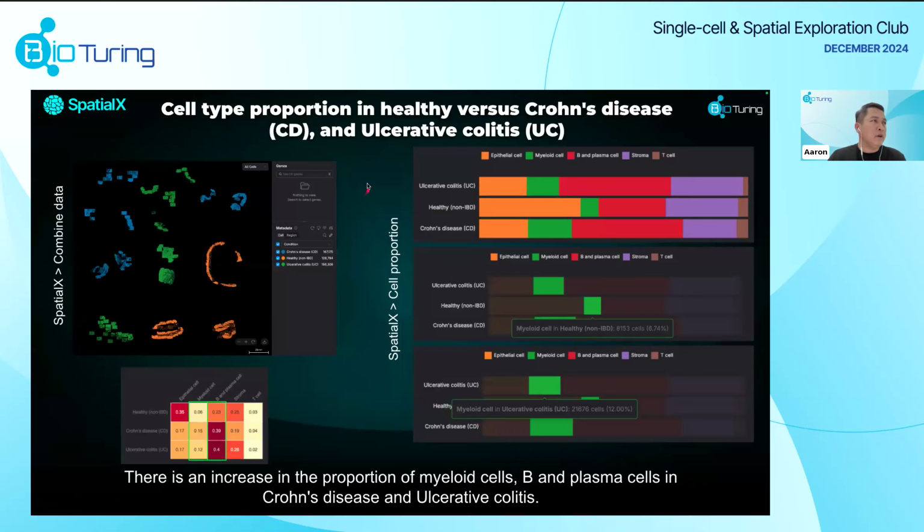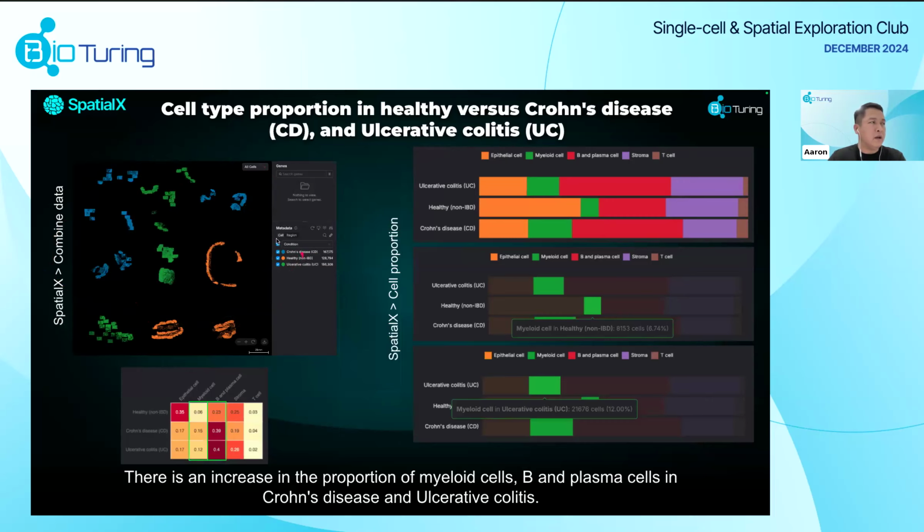First, I would like to show how we can get information about cell types, including cell type proportion in different samples in the study. The study has three different groups: healthy control, Crohn's disease, and ulcerative colitis. One thing you can do in SpatialX is combine all of this data into one single dataset, and you can see here the different conditions and samples labeled with different colors and metadata.